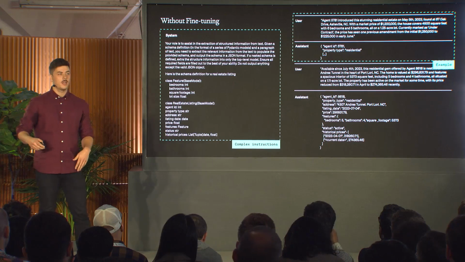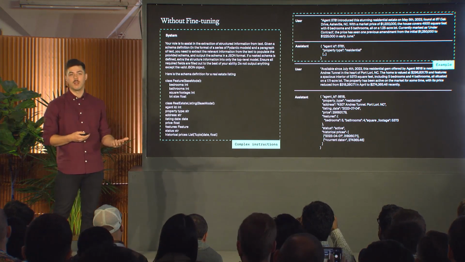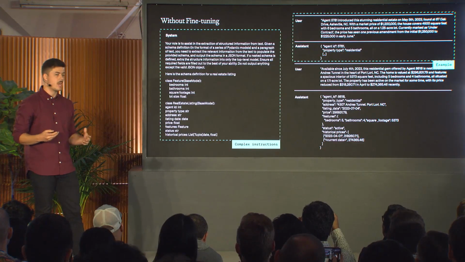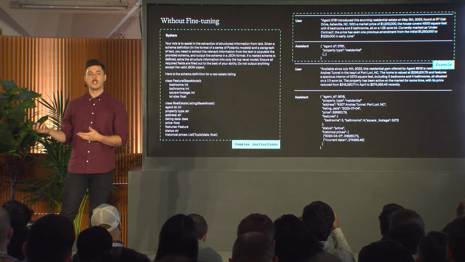So let's look at an example here. This is an example of a common task that someone might want to solve with LLMs. What we're doing here is taking a natural language description of a real estate listing, and we're trying to extract some structured information about that listing.